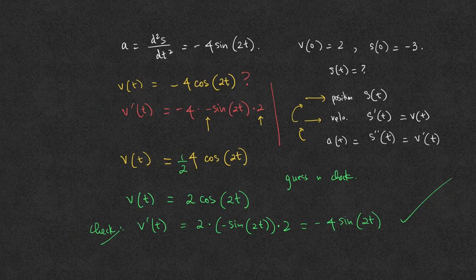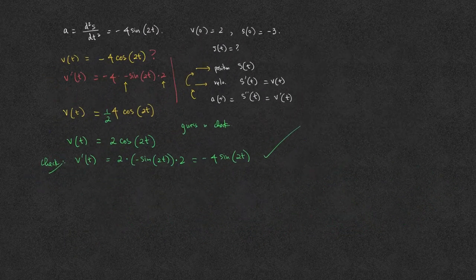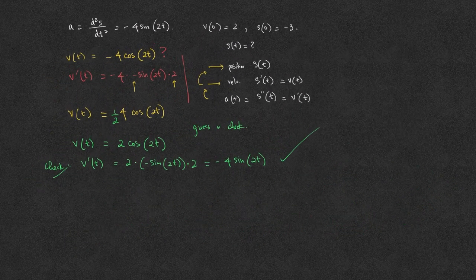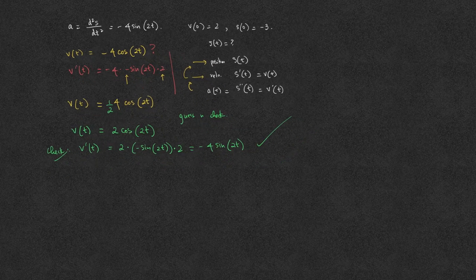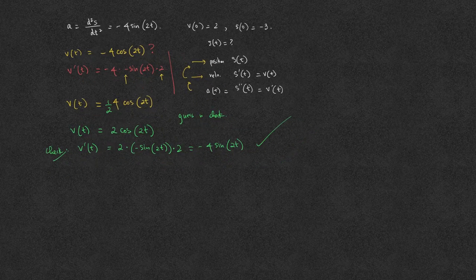But based on the consequence of the mean value theorem, we see that there are infinitely many of these original functions that give rise to the same derivative. And so we would have to use v of t equals 2 cosine of 2t plus c, because the derivative of c is 0. And this is the general velocity. How do we find c? We use the initial condition, v of 0 equals 2.